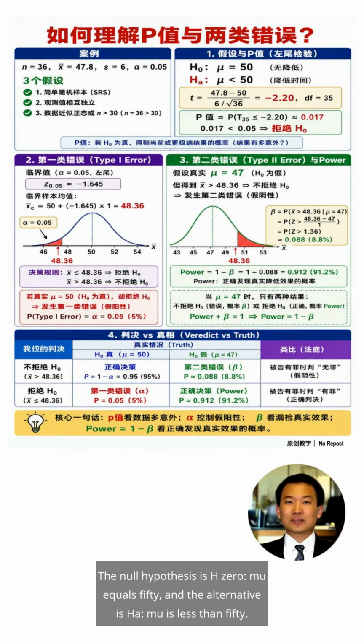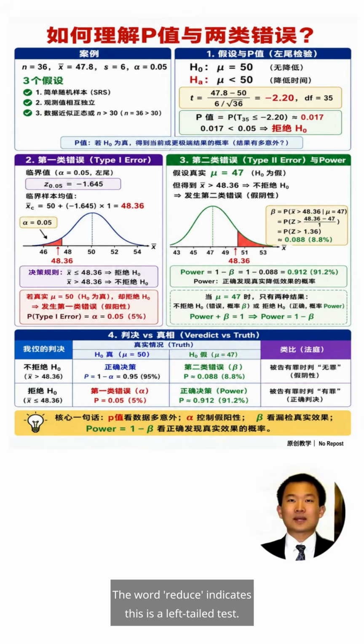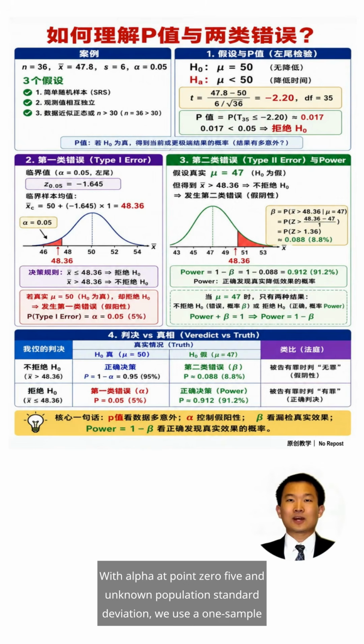The null hypothesis is H0: mu equals 50, and the alternative is HA: mu is less than 50. The word reduce indicates this is a left-tailed test. With alpha at 0.05 and unknown population standard deviation, we use a one-sample t-test.